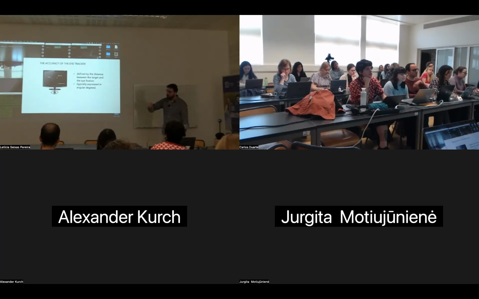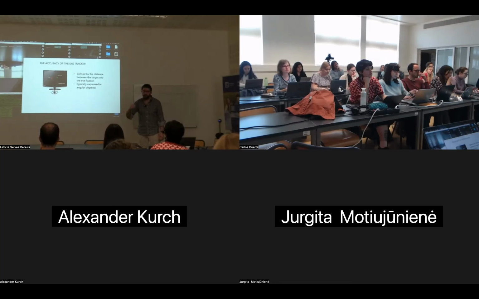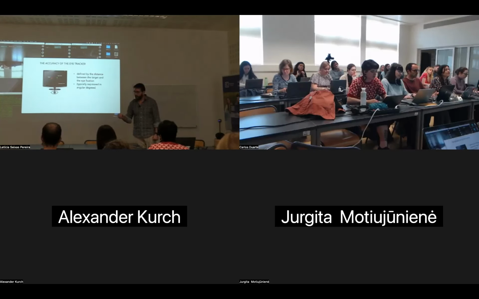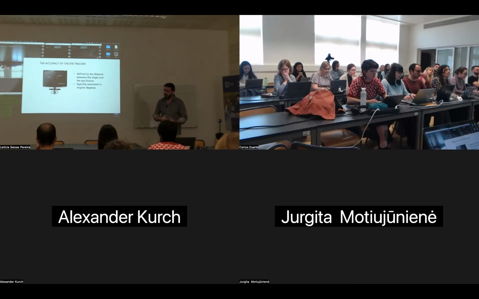Before we start measuring, we always do the calibration of the tracker. So we try to make this error as small as possible. It's always there, but we try to keep it below half of a visual degree, which usually translates to 1 centimeter or even below 1 centimeter.